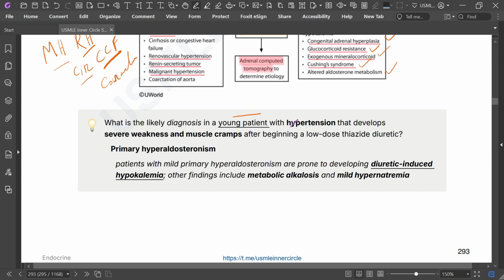What is the likely diagnosis in a patient with hypertension that develops severe weakness and muscle cramps several weeks after beginning a low dose diuretic? Very high yield. A young patient with hypertension, you use a low dose diuretic and there is severe weakness and muscle cramps. Think about primary hyperaldosteronism. Patients with primary hyperaldosteronism are prone to develop diuretic induced hypokalemia, which can include metabolic alkalosis and mild hypernatremia.